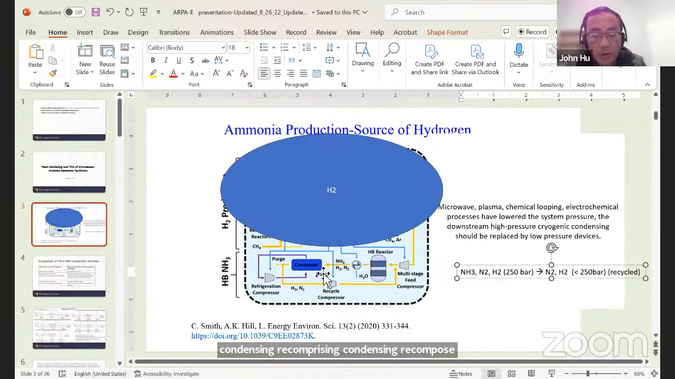You cannot use this for low pressure ammonia. Remember, chemical looping or ammonia or plasma will reduce pressure to ambient, so you don't want to go back to that configuration. Okay, so that's the idea.